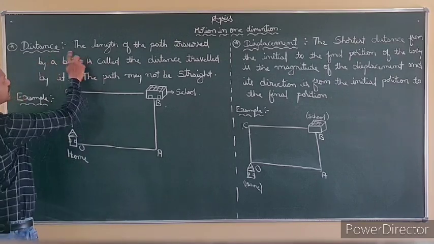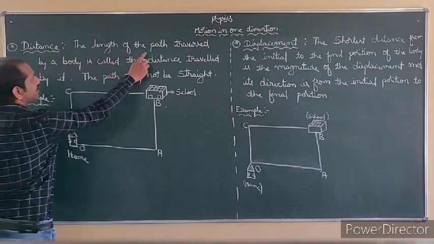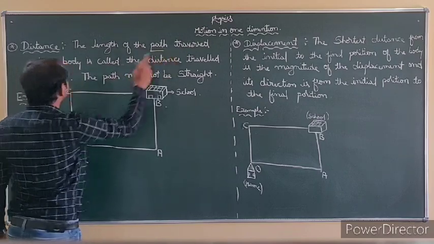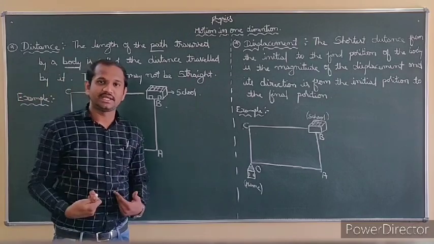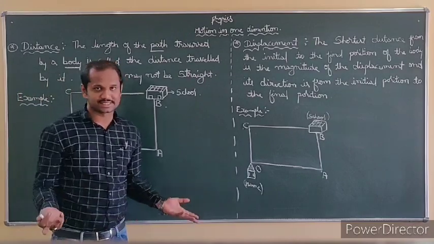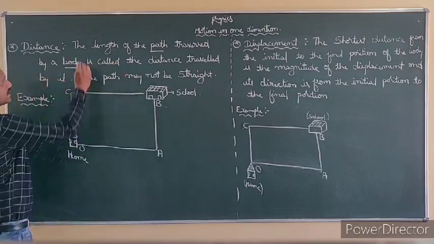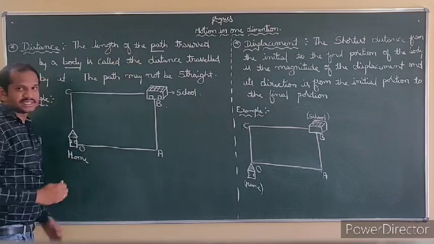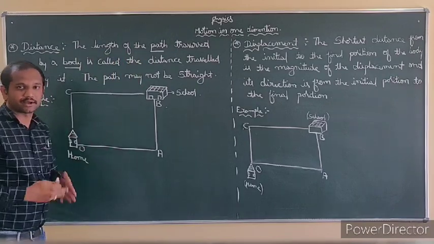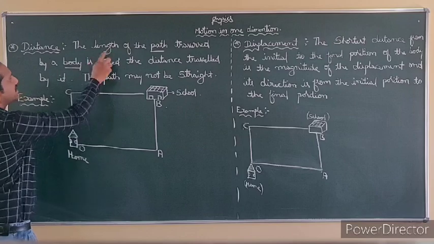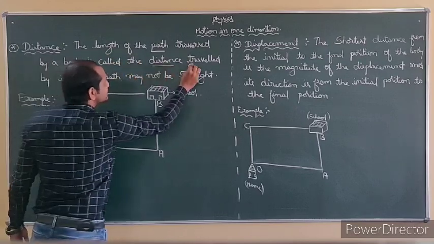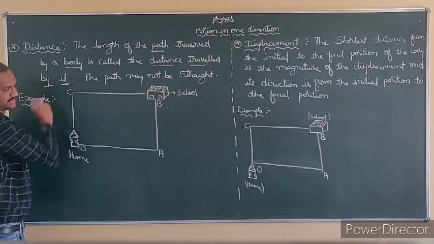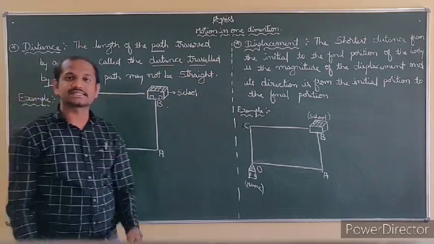So the first one is distance, the length of the path traversed by a body. A body may be anything, it may be a vehicle or anything else. So what is the body doing? It is covering some length in the form of a path. The length of the path traversed by a body is called the distance travelled by it.